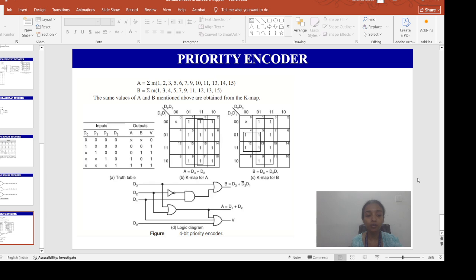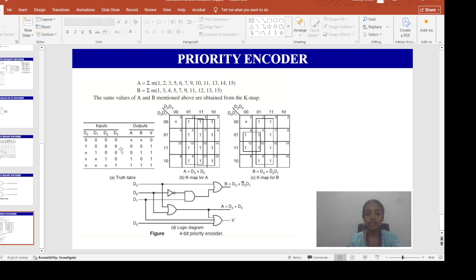What is a priority encoder? A priority encoder is an encoder circuit that includes the priority function. In a priority encoder, if 2 or more inputs are equal to 1 at the same time, the input having the highest priority will take place. Okay, so let's consider this example. Here we have considered a 4 input priority encoder.